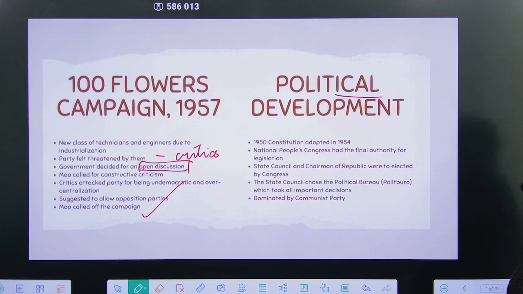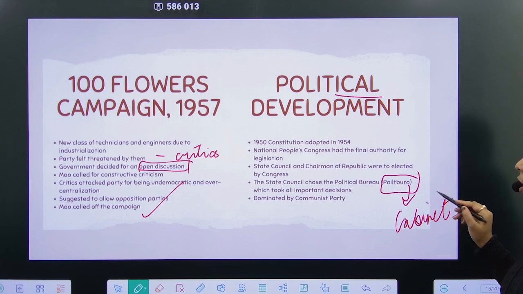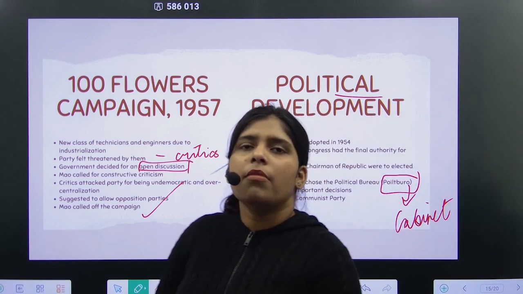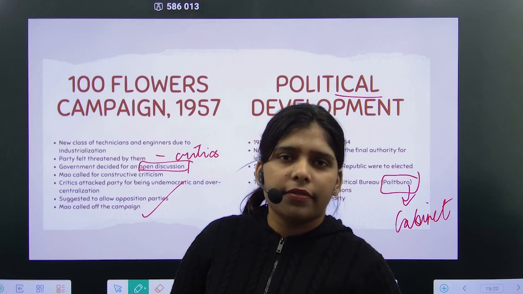And the State Council chose the Political Bureau, that's the Politburo, which took all the important decisions. So instead of having a cabinet, they had this Politburo. Most of the time, you will see that the elections were dominated by the Communist Party itself.